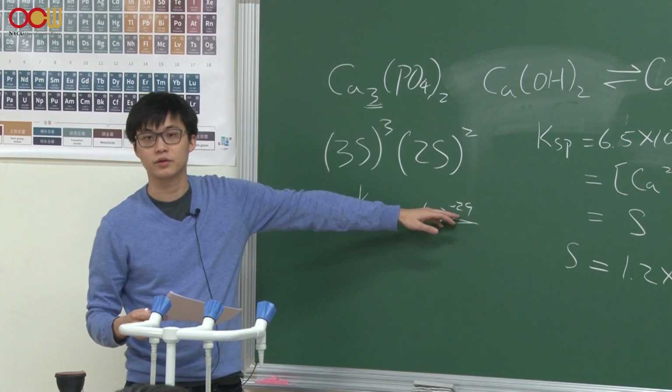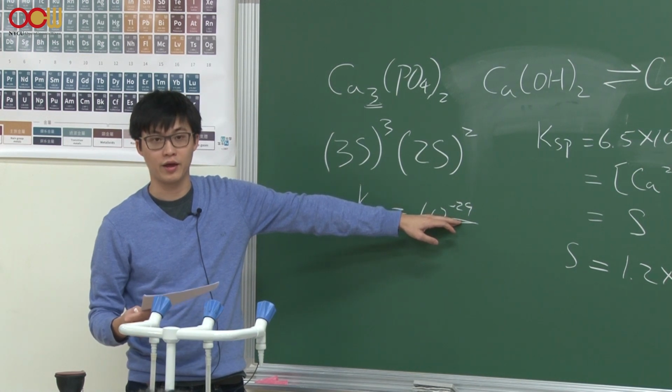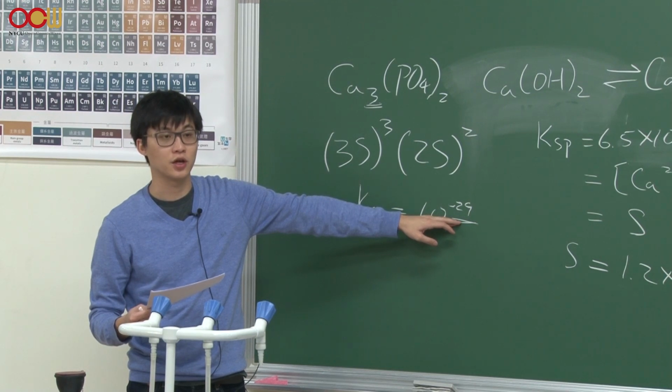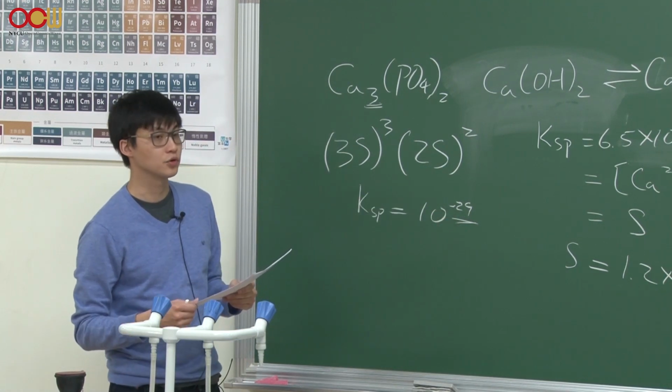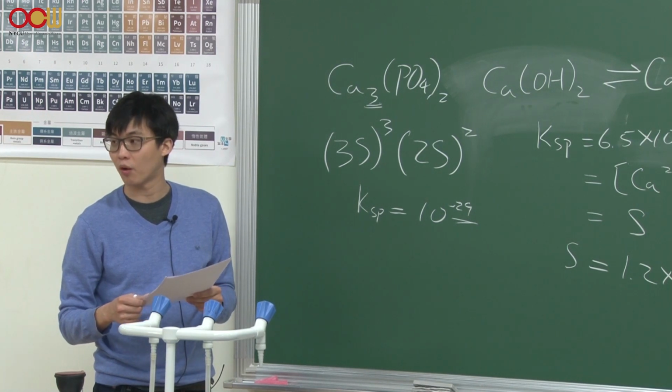Does this make sense to you? It's 10 to the negative 29, right? So it's a very small value. So it makes sense, right? Otherwise your teeth would dissolve away. Your bone would dissolve away in the presence of water if it were very soluble, like for example sodium chloride, which would dissolve immediately in water.